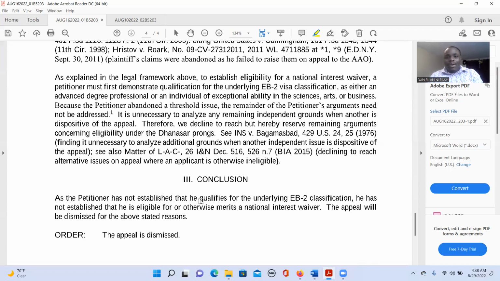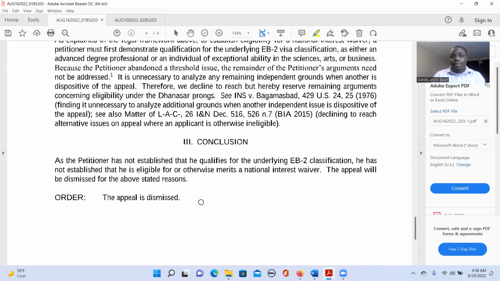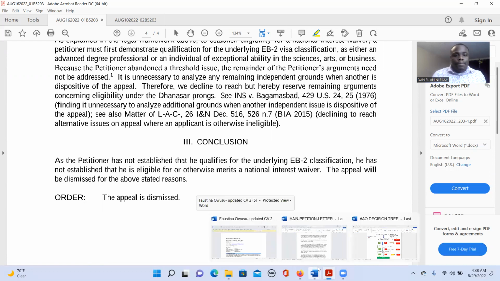Even at the first level of decision, he got denied. Coming down, it's very obvious that this person is still not going to submit any evidence to prove that he met the second prong or the third prong or whatever it is. So as a conclusion, this person's appeal was dismissed. That is how come this person's appeal was dismissed.